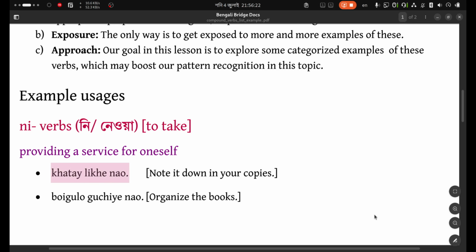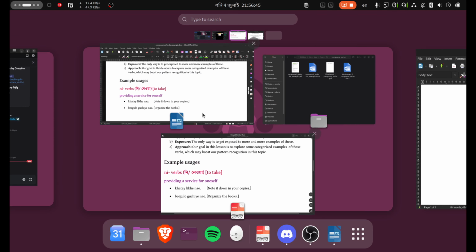Note it down in your copies. Organize the book. So if I want to say, I don't know, clean your room for yourself, like that, does it make sense? Yeah, of course it makes sense. Let me add it here.